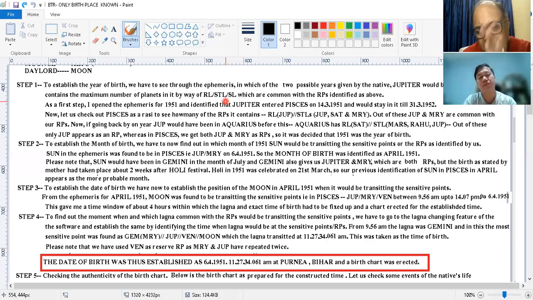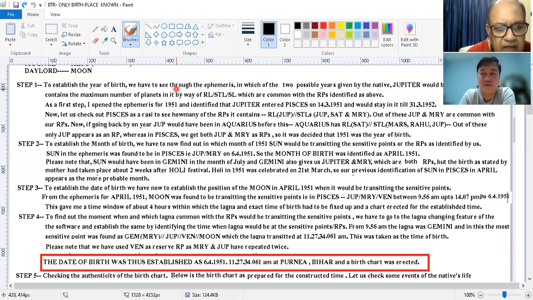Then it crosses into Pisces in, say, 1951. In Pisces, we have Jupiter, Saturn, and Mercury. So we have to see in which year Jupiter was in the Rashi whose star lords are coinciding with our ruling planets, or the stronger of the ruling planets. That is the year that we have to pick as the year of birth. When I explain it with this example, you'll understand more. So this is a step to establish the year of birth. Have you got the concept or not? Yes, yes, I understand.